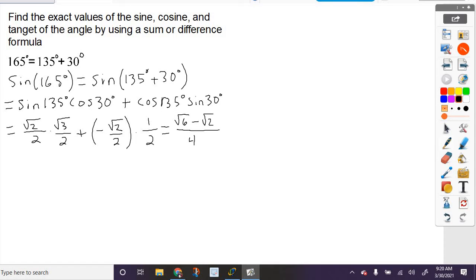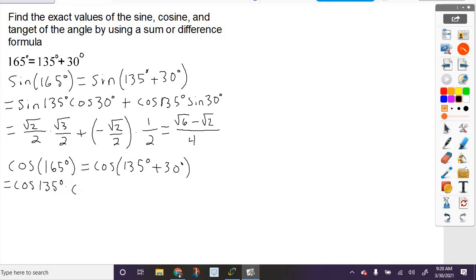Next up, we're looking at our cosine. Again, we're using that same 2 numbers that they gave us. So 135 and 30. And then just applying my formula. So we have cosine of 135 times cosine of 30. Remember, it's the opposite sign, so I'm going to subtract. So sine of 135 times sine of 30.